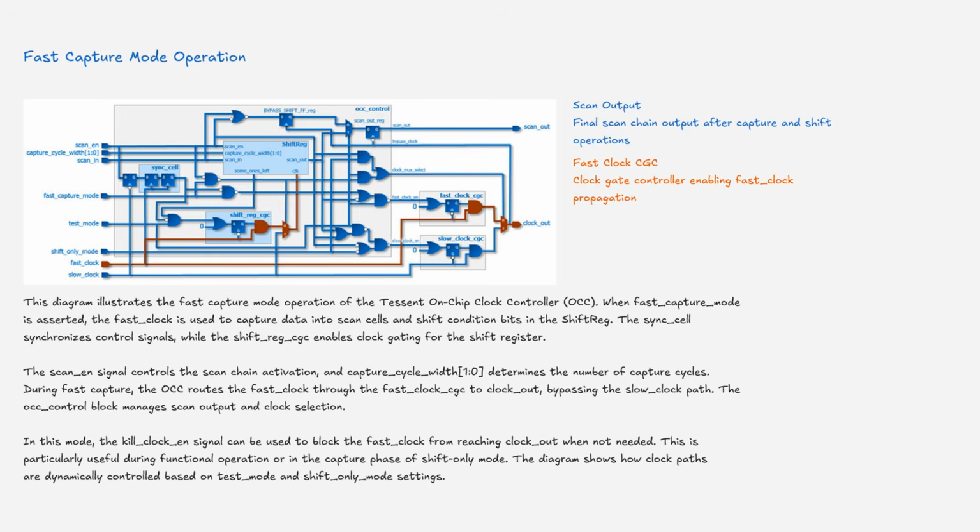In this mode, the kill clock enable signal can be used to block the fast clock from reaching clock out when not needed. This is particularly useful during functional operation or in the capture phase of shift-only mode. The diagram shows how clock paths are dynamically controlled based on test mode and shift-only mode settings.